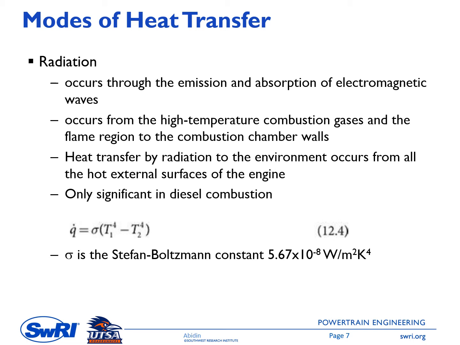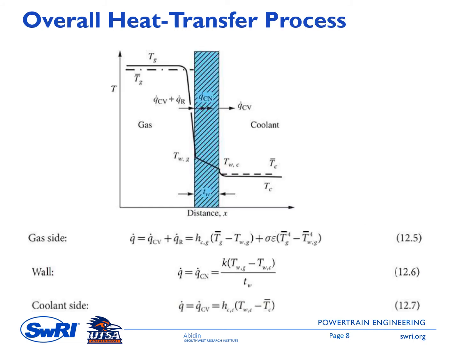To estimate this radiation heat transfer, it follows equation 12.4. Q dot equals sigma times T1 to the power of 4 minus T2 to the power of 4. And sigma here is the Stefan-Boltzmann constant. It is equal to 5.67 times 10 to the power of minus 8 W/m²/K⁴. This picture is showing a schematic of the overall heat transfer process inside an internal combustion engine.